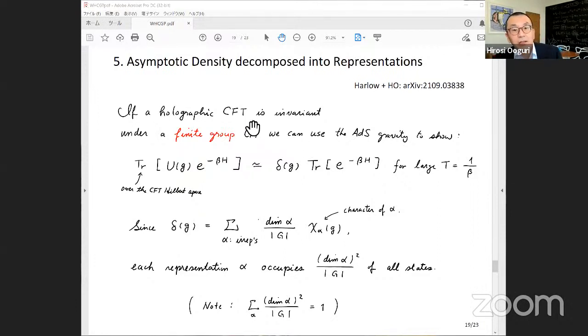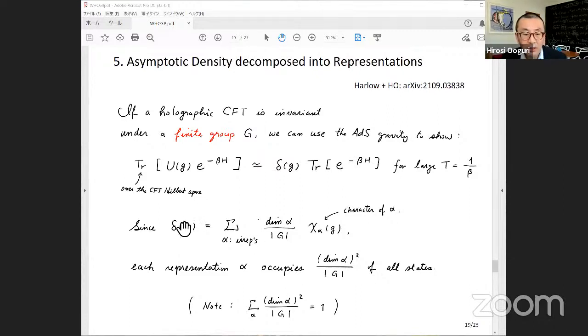So here is what Daniel and I showed in this recent paper. Suppose you have a conformal field theory, and suppose it has a holographic dual. And suppose this conformal field theory has finite group global symmetry. Then you can consider what mathematicians call the twined partition function. That is, rather than just considering the partition function, you insert a unitary operator for group element G. And what Daniel and I showed was that if this conformal field theory has a holographic dual in terms of Einstein gravity, then for large temperature, when beta is small, this group dependence is basically a delta function. Since this is a finite group, this means that G has to be the identity, otherwise this vanishes to the leading order.